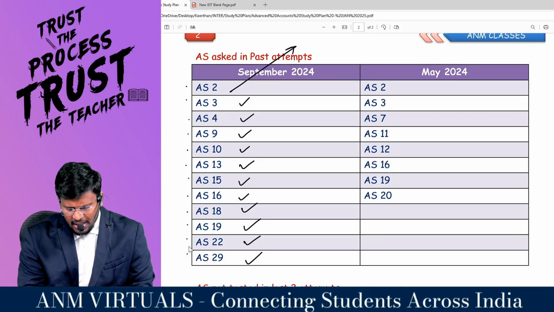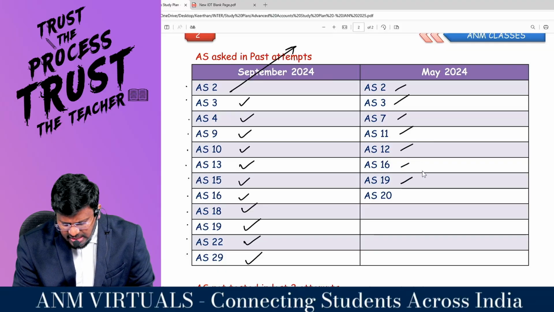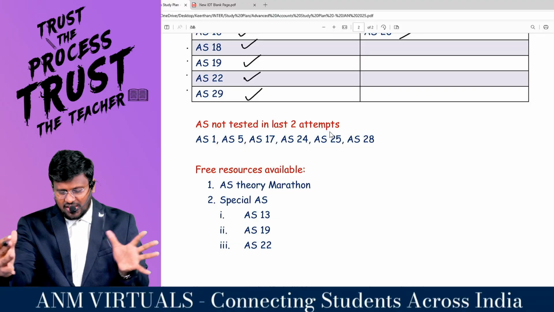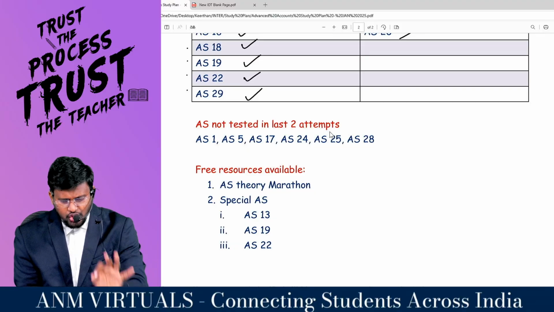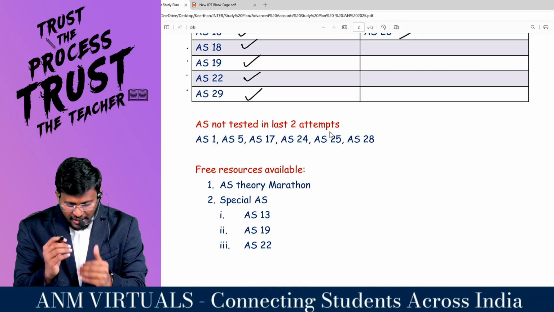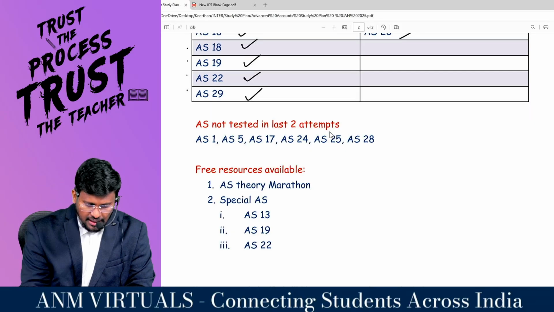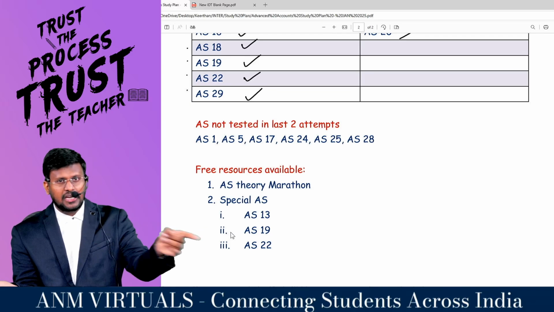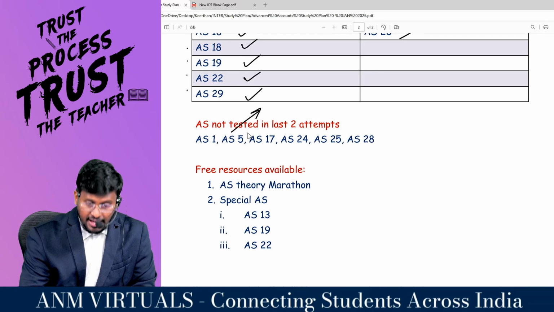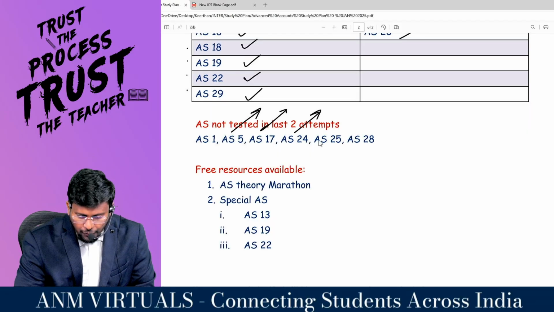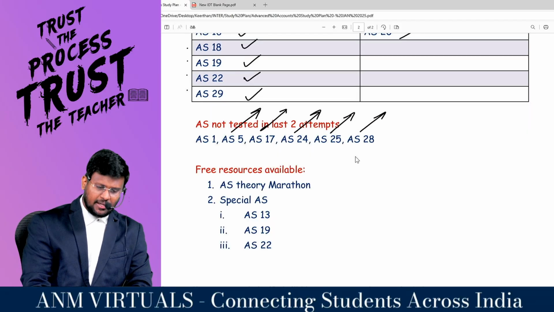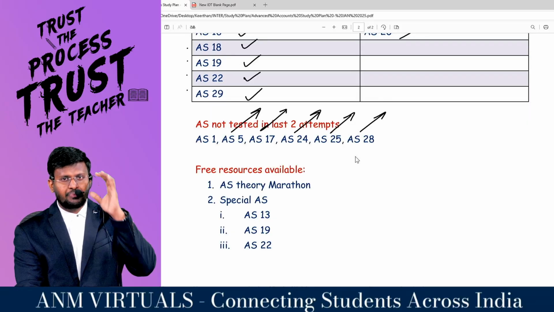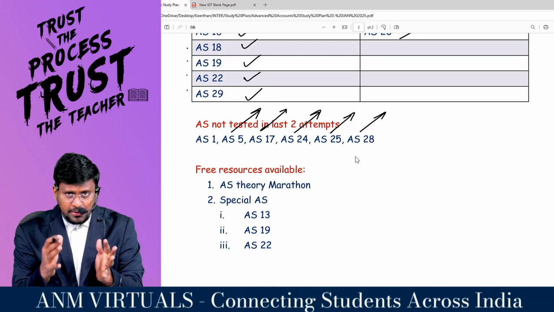And in May, 2, 3, 7, 11, 12, 16, 19 and 20. So if you take an analysis, these are the AS which have not been tested in the last 2 attempts. That means potential EPS as per AS 20. There is a high chance to test in this. Sir, AS1. Everyone will ignore. No one likes AS1. What and all to be studied in AS1? They may ask for 4 marks in exam. AS5, AS17, oh my god, AS24, AS25 and AS28. These are the, sir, AS which have not been tested in the last 2 attempts. Sir, can you guess what and all AS may be tested this time?